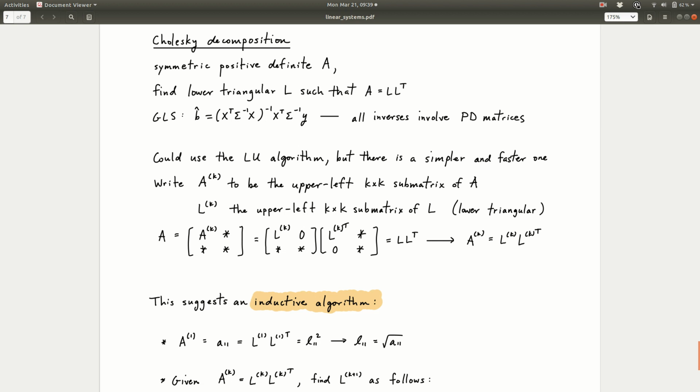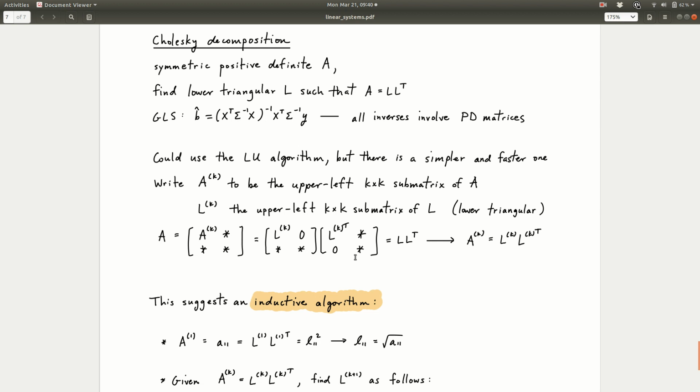Now the matrix we're trying to find is L. And let's define L superscript K to be the upper left K by K submatrix of L. So if this matrix is L, all this means is that L^K goes here. There's stuff down here, extra entries. But we know since this is lower triangular, you're going to have zeros up here.